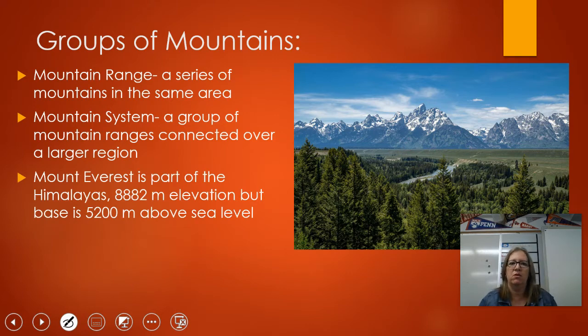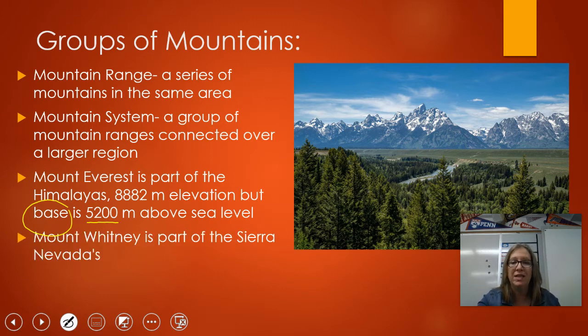Mount Everest is actually part of the system of the Himalayas, and there's those measurements again. Its elevation is 8,882 meters above sea level, but its base is only 5,200 meters above sea level. So if you ever read anything or watch anything about people trying to hike to the summit of Mount Everest, the first task they have is getting to the base. And there's a base camp set up there, and they actually stay there for a while to acclimate to the higher elevation, okay?